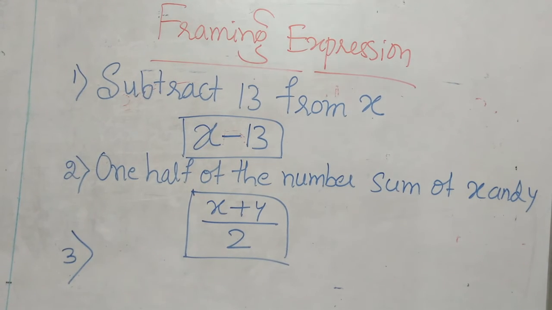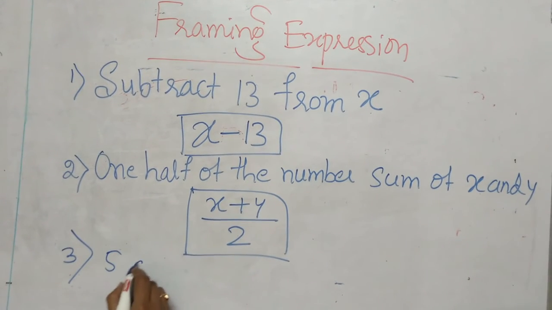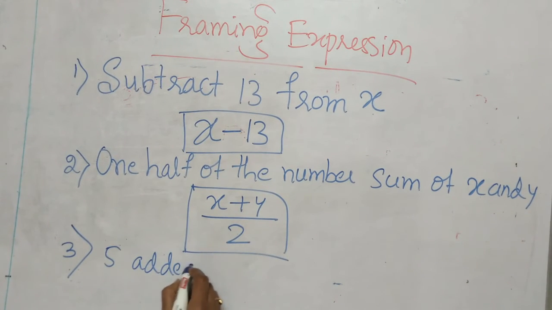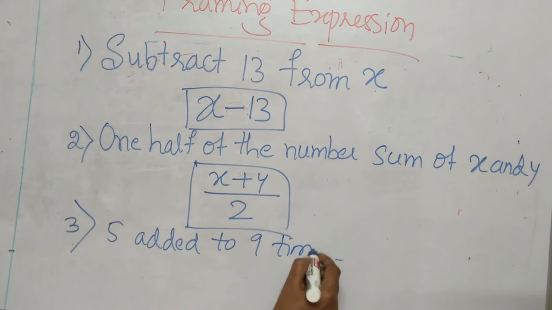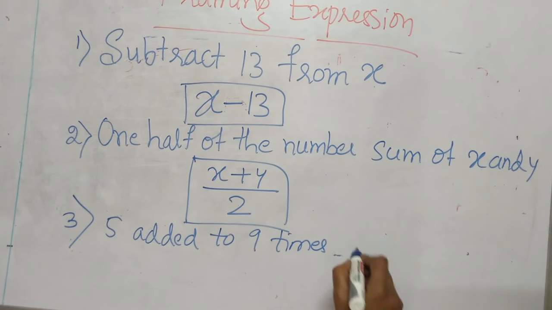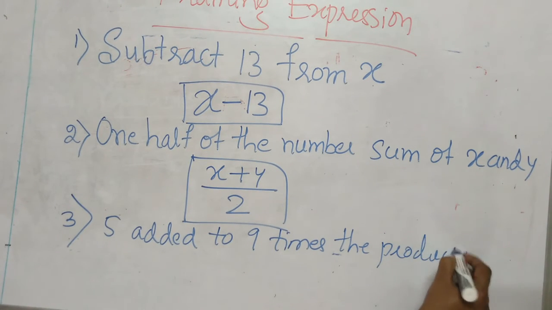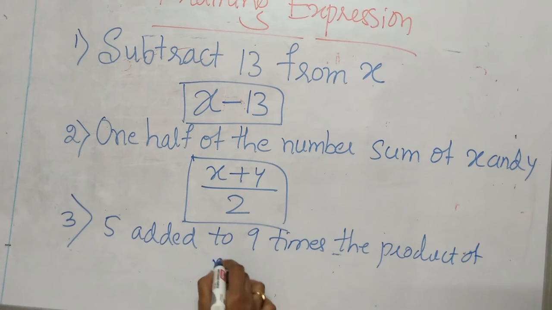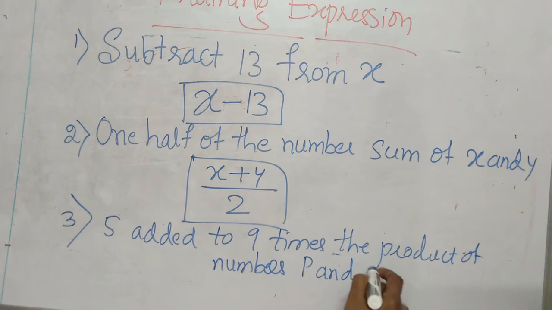Let us take another example. 5 added to 9 times the product of the numbers. Here numbers p and q.